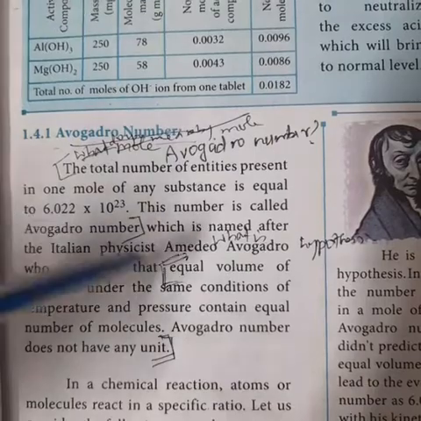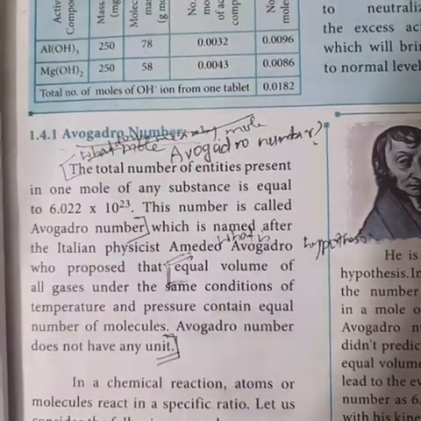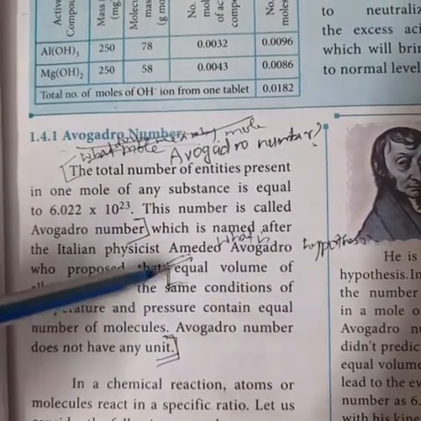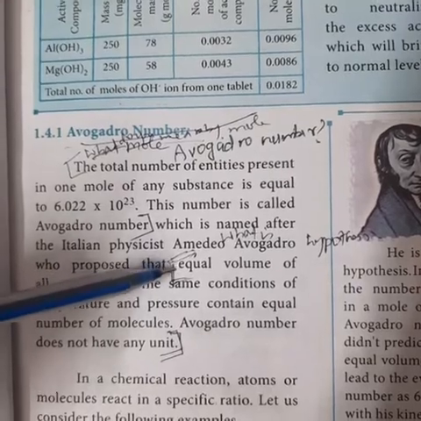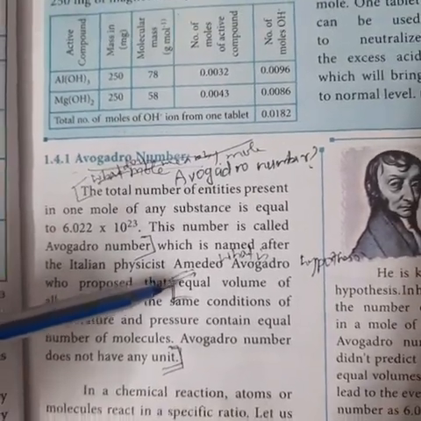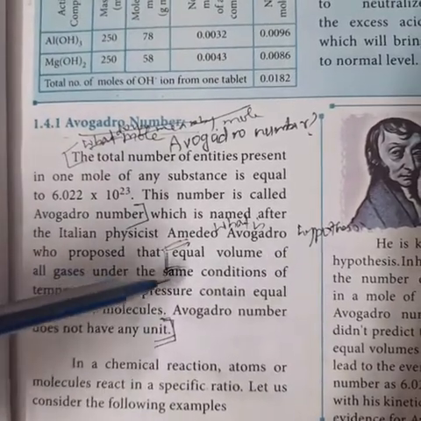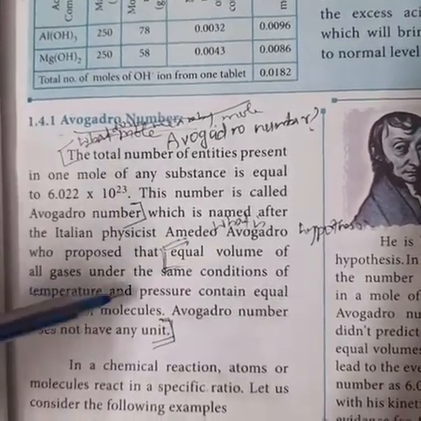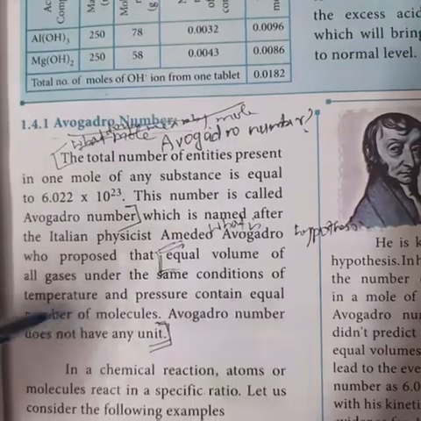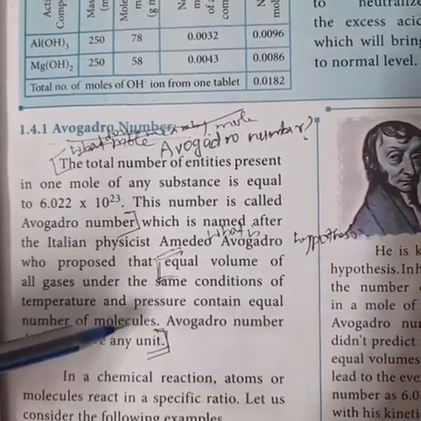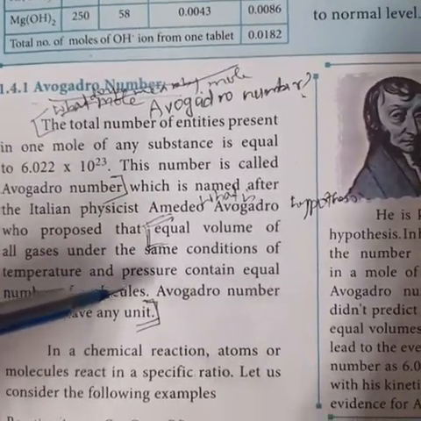Next, what is Avogadro hypothesis? 6th line. Okay, I have to write a question. What is Avogadro hypothesis? Equal volume of all gases under the same conditions of temperature and pressure contain equal number of molecules. So the Avogadro number does not have any unit. Up to here, auto mark.